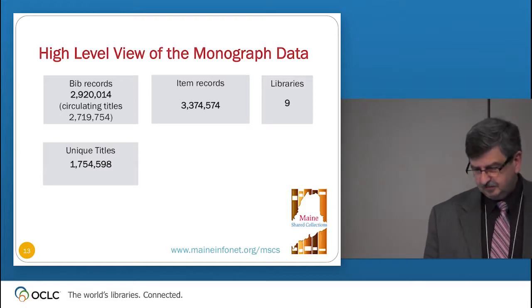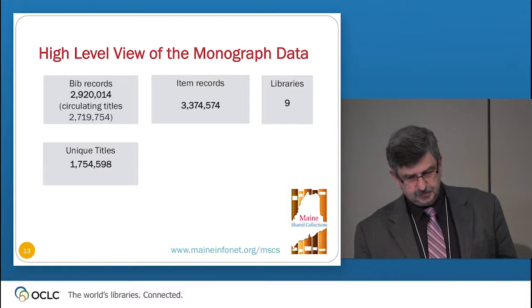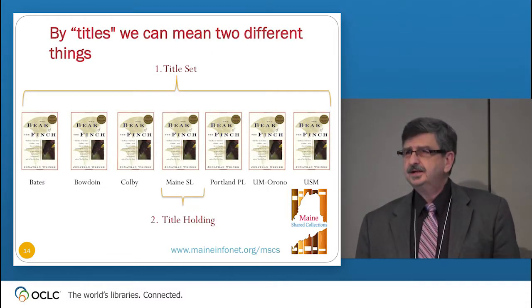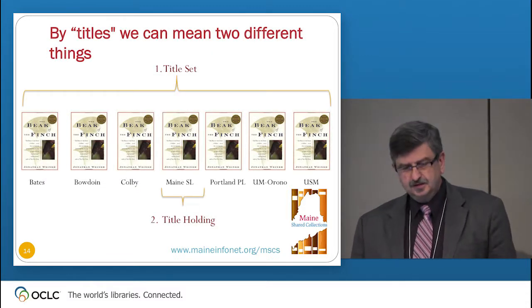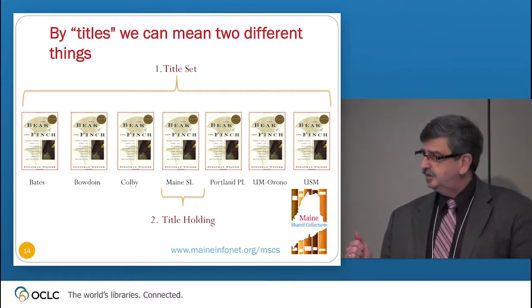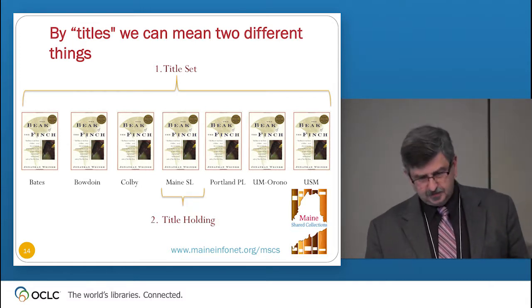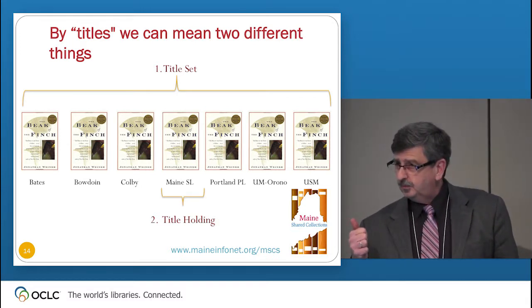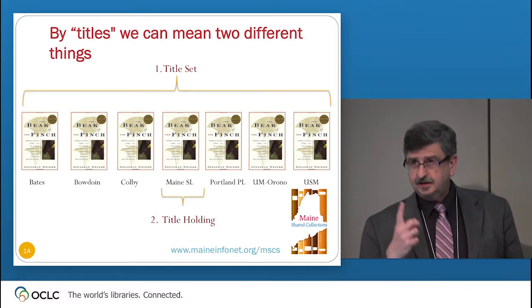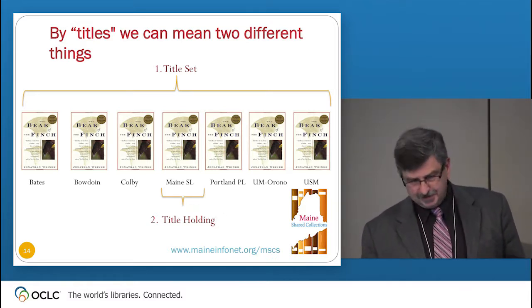So, a high-level view of the data: 2.9 million bibliographic records from those 6 systems. We ended up with 1.75 million unique titles. By titles, we mean 2 different things. A title set means if all 9 partners had a copy, that's the title set. The title holding is what belongs to one individual library, though that could mean more than 1 copy. So in this case, the title set from Maine State Library, they may have 6 copies of that, but it's still 1 title set.